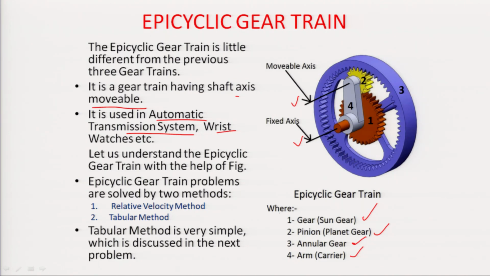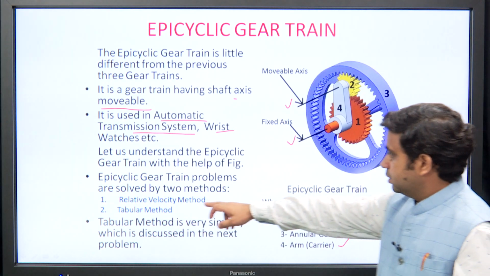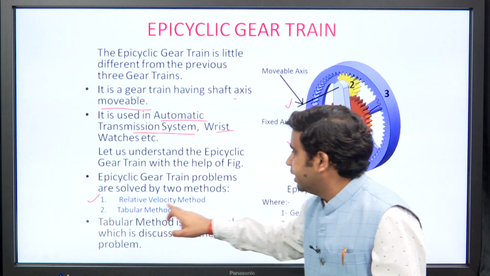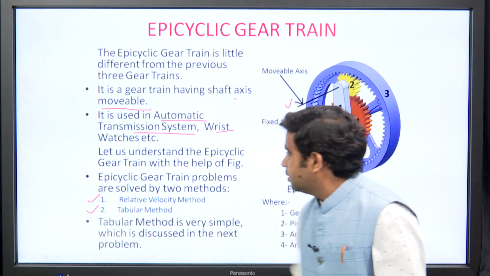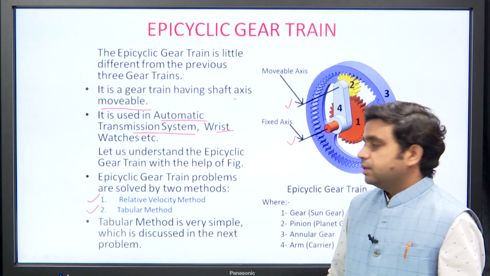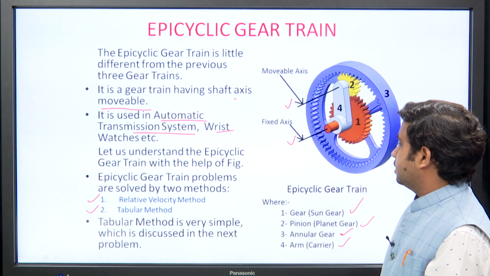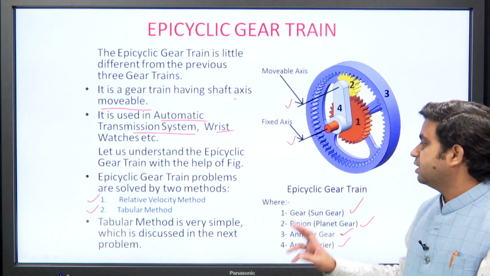Now, epicyclic gear train problems can be solved by 2 methods. One is the relative velocity method and the other is the tabular method. The tabular method is very simple, which is discussed in the next problem.